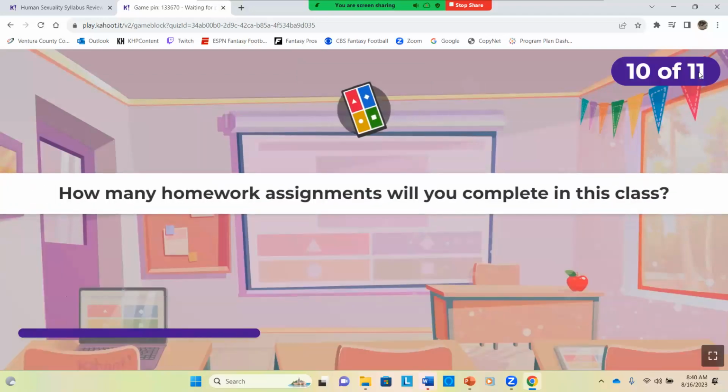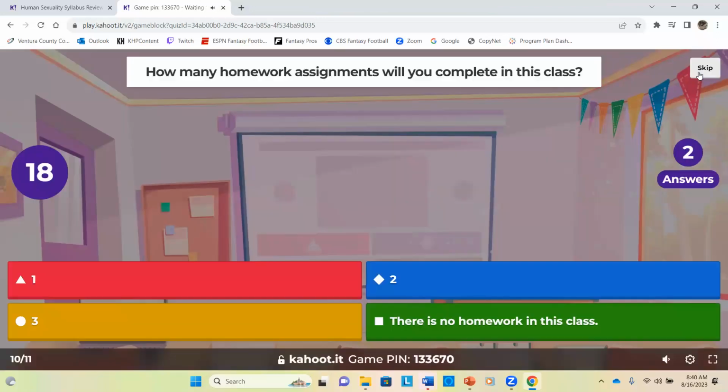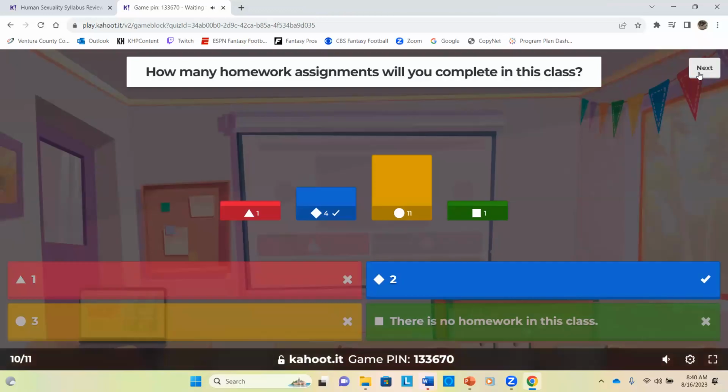How many homework assignments will you do in this class? How many homework assignments? The little field trip ones. 1, 3, 2, there's no homework. Right, 2, right? So you'll do 2 homework assignments in here. The field trips that you're going to take, or like the little activities that you'll do and write a paper about. Hopefully you can start thinking about those. We'll talk about one of them in a week or two, but hopefully they will be kind of fun for you to do.